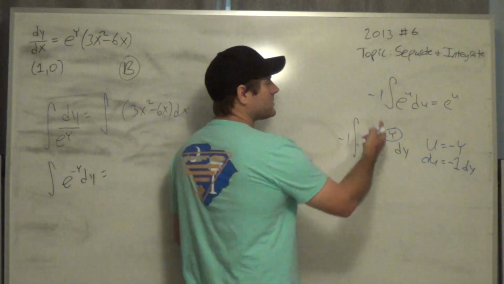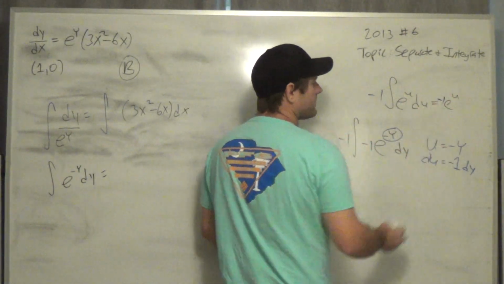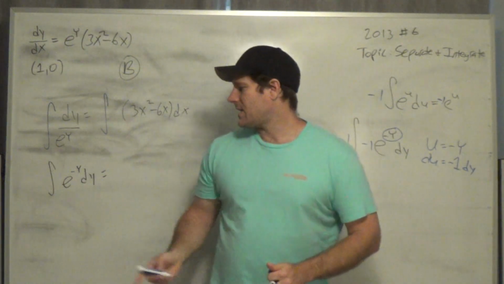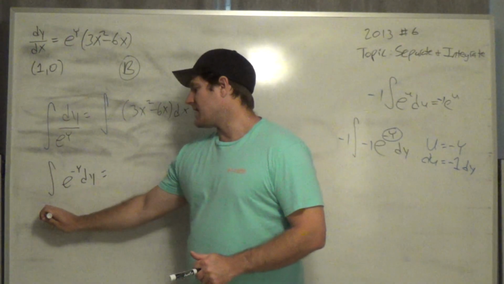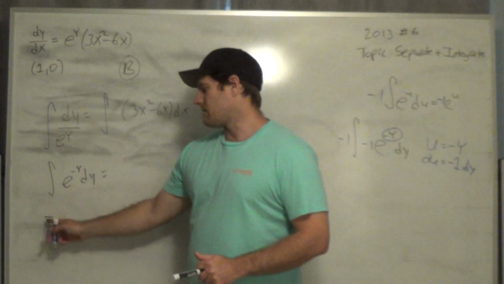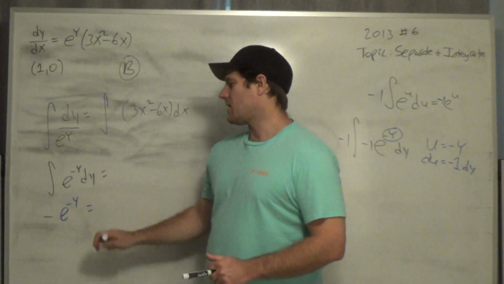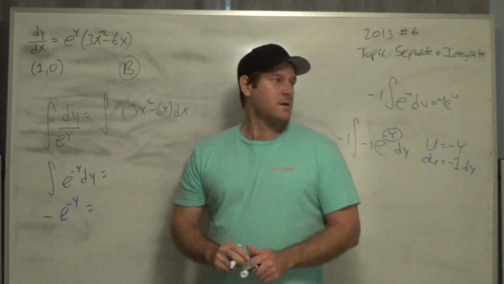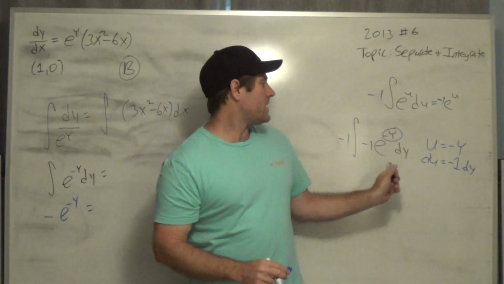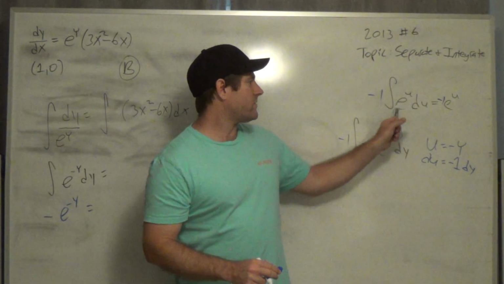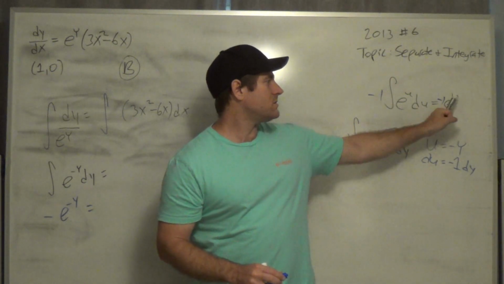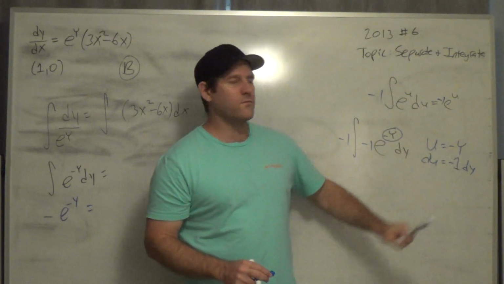So when I go to take the antiderivative, we're just going to have a negative 1 in front. My antiderivative over here is going to be a negative in front, and then e to the u. And we're done on that side. So the antiderivative was a negative in front, and then the antiderivative of e to the u was e to the u. So it's negative e to the u. The u gets replaced back with negative y.